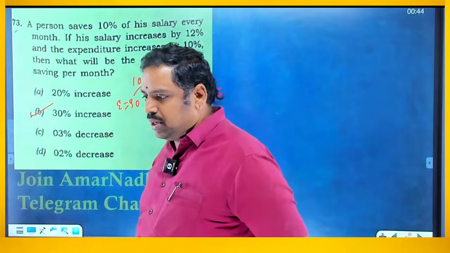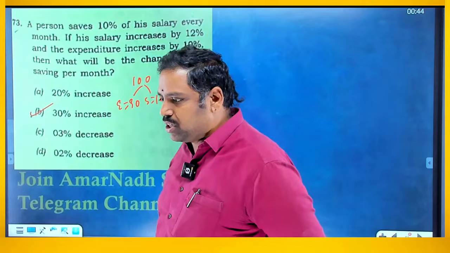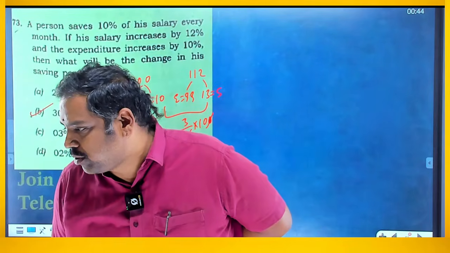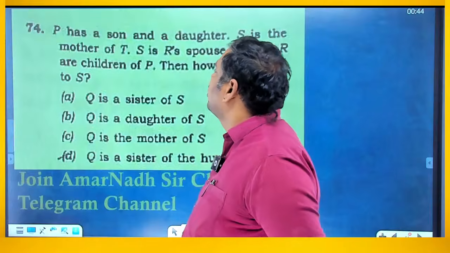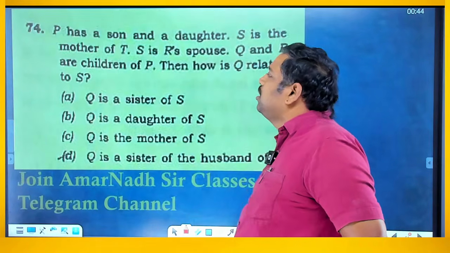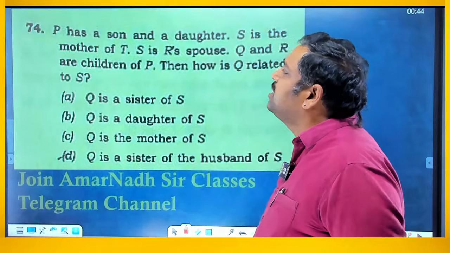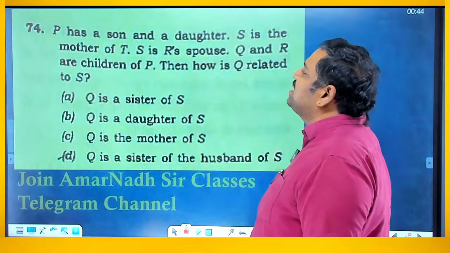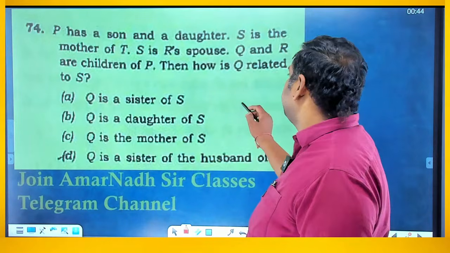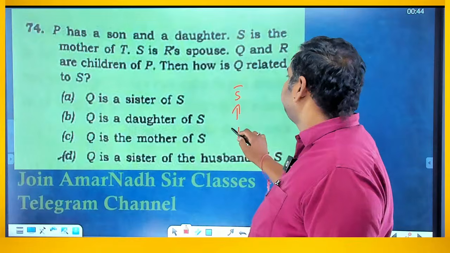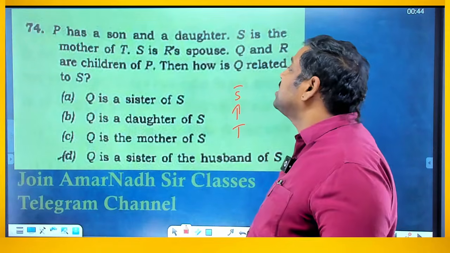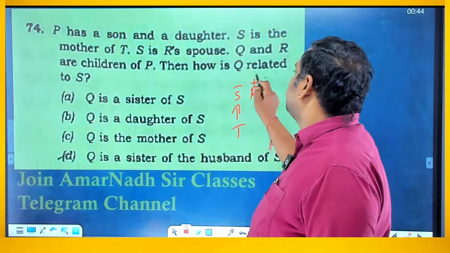A simple question. See, the paper is about to complete. Hope you understand and you enjoyed it. Okay. P has a son and a daughter. Here in the blood relation also he gave a very simple question. Okay. S is the mother of T. S is the mother to whom? T. S is R's spouse. Spouse means wife or husband. These two are wife and husband.